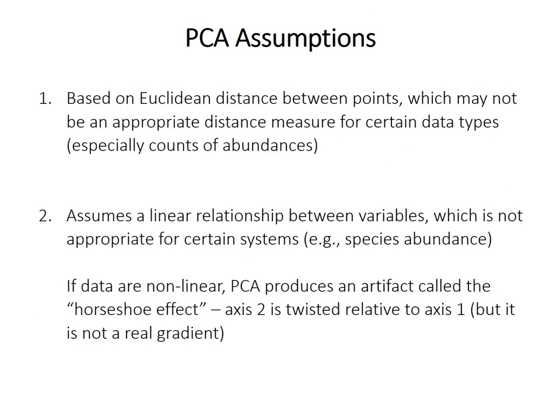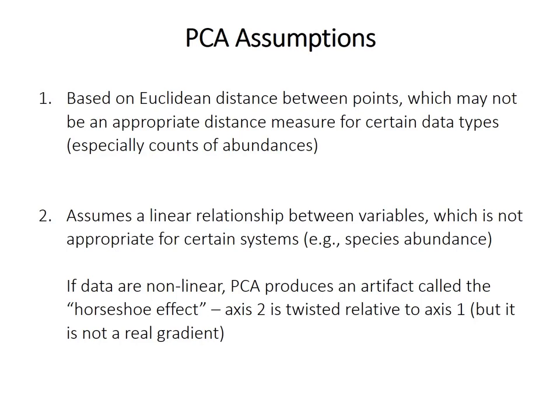So PCA has a couple really important assumptions. First, because it uses covariance or parametric correlation, Pearson's correlation, depending on the association matrix you use, it's based on the Euclidean distance between points. So in many cases, that's okay. But it might not be an appropriate distance measure for certain types of data. And in particular, PCA is not a good method to use for count data.